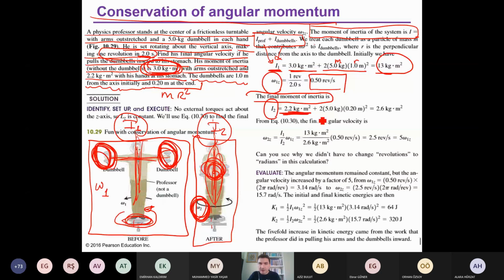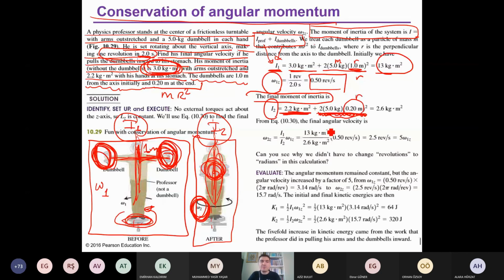Look at the R here in the first case. R is 1 meter because the distance of the dumbbell to the rotation axis is 1 meter in the first case. In the second case, the distance is 0.2 meter. Then R is changed, so the contribution to the moment of inertia from the dumbbells will be changed. Then this is the final moment of inertia of the system.